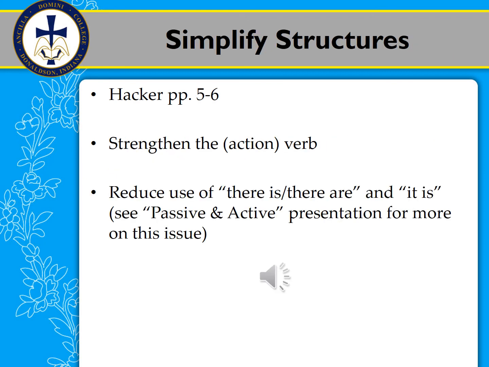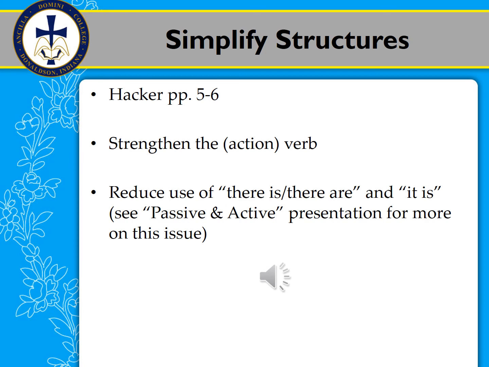We're going to look at simplifying structures. And the best way to do this is to strengthen the action verb. And I know we do have another presentation all about passive and active, and that will get into this in more detail. But I do want to present this as a way of making your sentence better. Looking at your verb and saying, okay, do I just have a being verb? Do I have a structure that really is just kind of flat? Do I need to add some action to it?